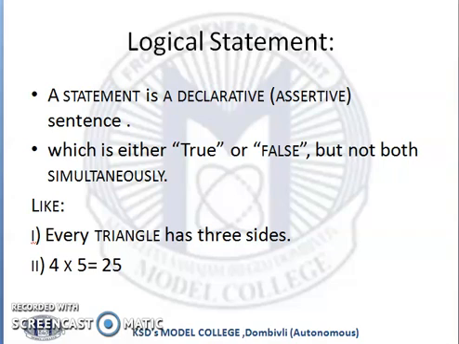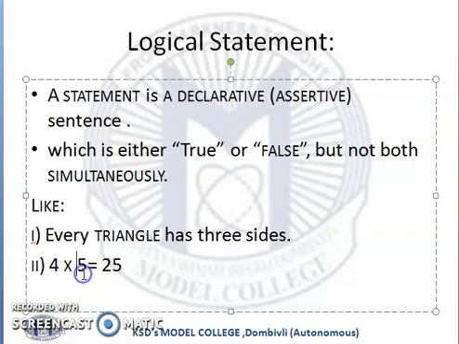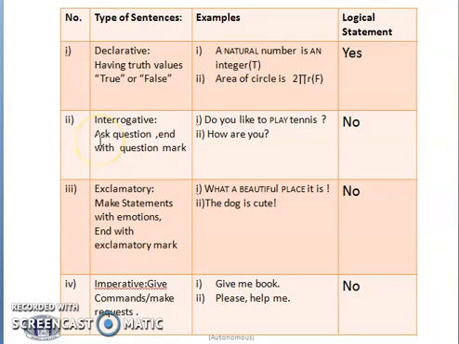Second, 4 into 5 is equal to 25. And we know that 4 into 5 is equal to 20. So it is false. False also we can take as a logical statement. These two are examples of logical statements. But the question is, can we take every sentence in the language as a logical statement? No. So these are the specifications for that.